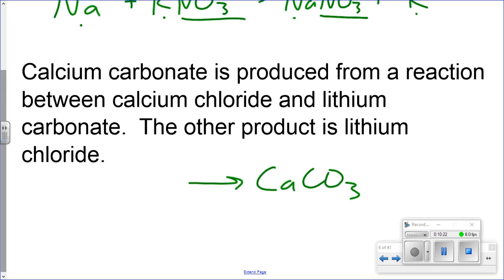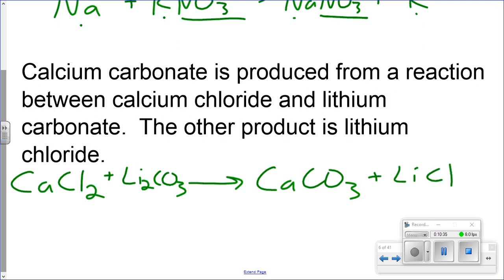From a reaction between calcium chloride, that's the correct formula for calcium chloride, and lithium carbonate. This is the correct formula for lithium carbonate. It says the other product is lithium chloride. So you should have gotten that. Now I have not balanced it, but I believe there's the answer there. Okay, that's correct. So try some of those.